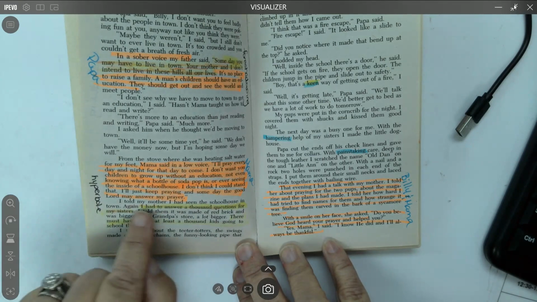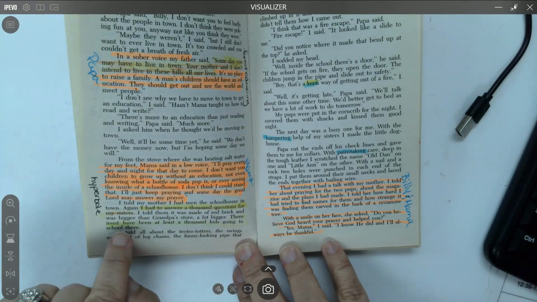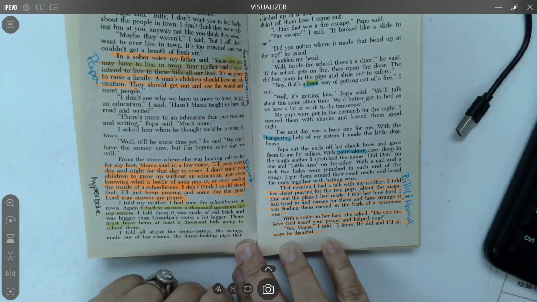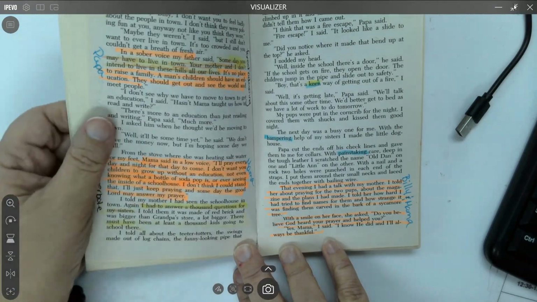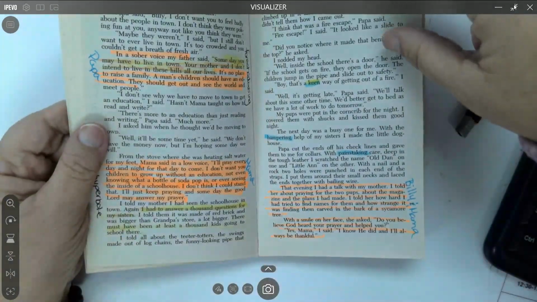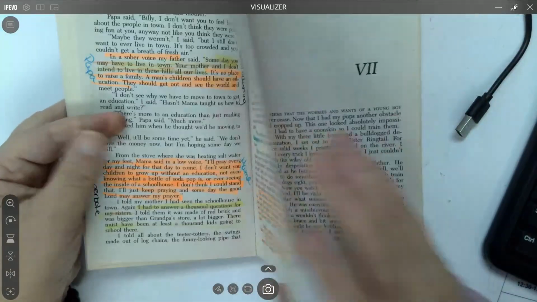Back over on this page, I have marked that I had to answer 1,000 questions for my sisters, and there must have been at least 1,000 kids going to school there. Those are both examples of hyperboles. It's not 1,000 questions, and there weren't 1,000 children. Let's turn the page, and that is it for those chapters.